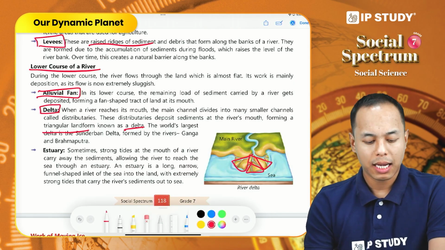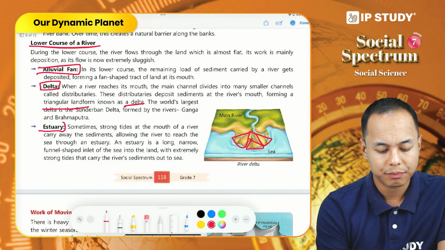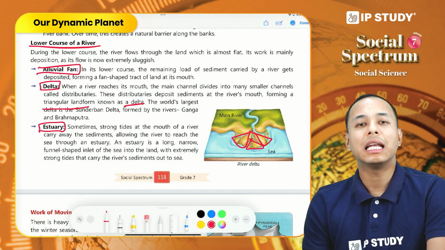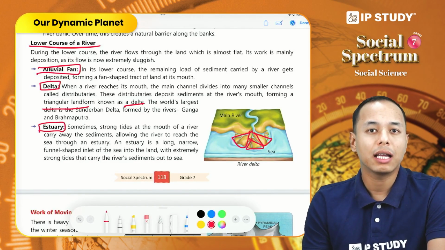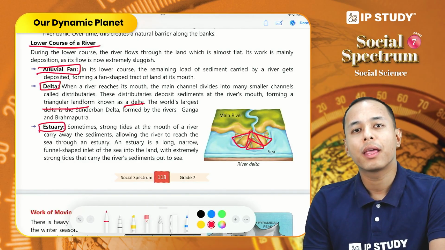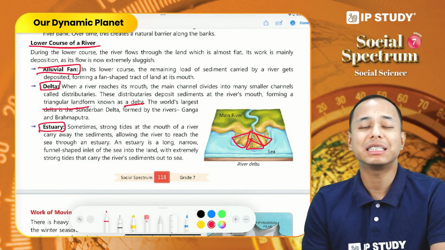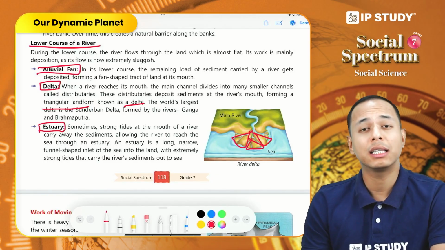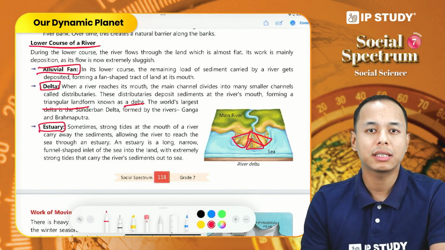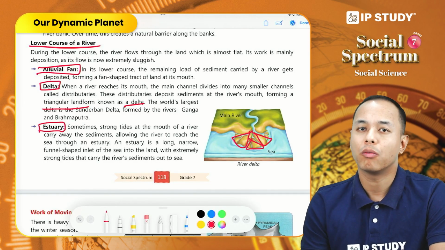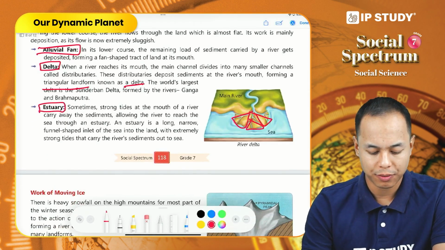Okay, and now lastly the estuary. It is a narrow inlet, and it is a zone in which the river water and the water from the sea, the fresh river water and the salty ocean water, mix and form a brackish water. So this is estuary.